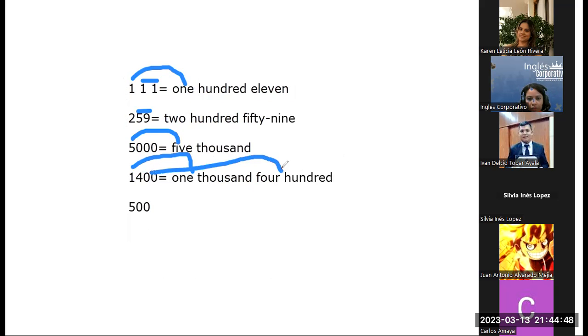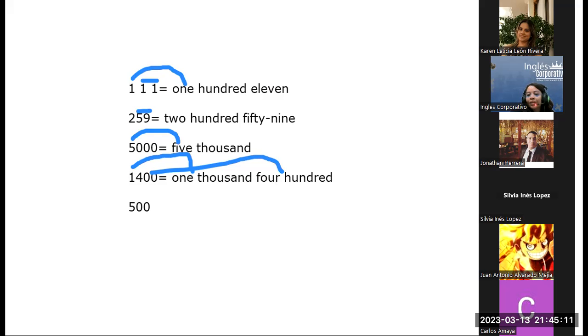I mean, la parte de números es solamente cuestión de practicarla. It's just a matter of practice. But no sé si tienen dudas, how to read numbers, how to read this part. No, teacher. No doubts. Okay, very good. Thank you so much, guys. Very nice, because we have to still practice this.